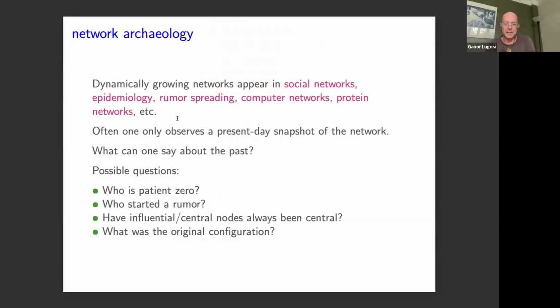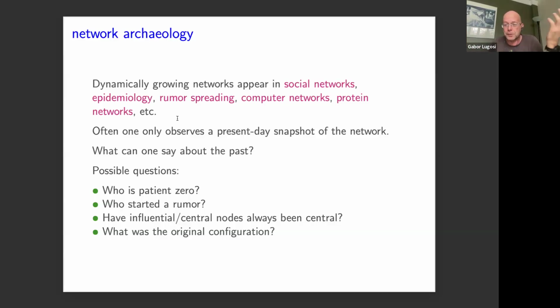So what is this network archaeology? It is about statistical problems that appear concerning networks that grow in time. You can think about social networks where people come one by one and join the network, or epidemiology where the infection spreads and becomes larger and larger, rumors spreading, and so on. There are many instances when a network grows in time, and when we observe the network today, we would like to say something about the past of the network.